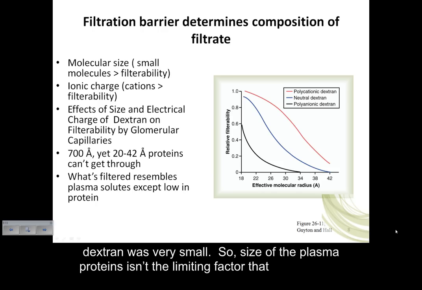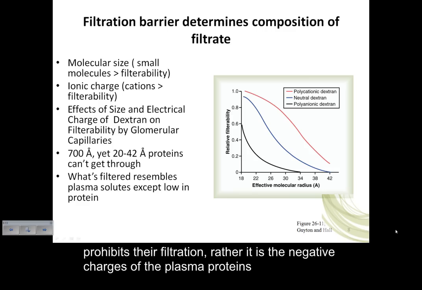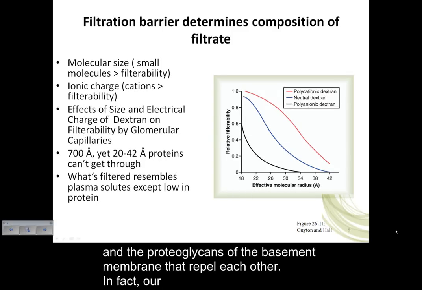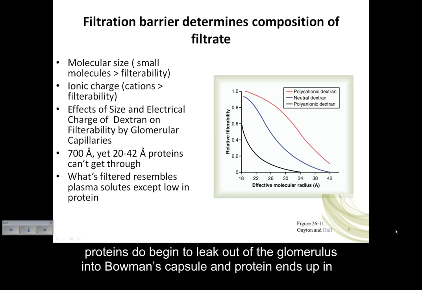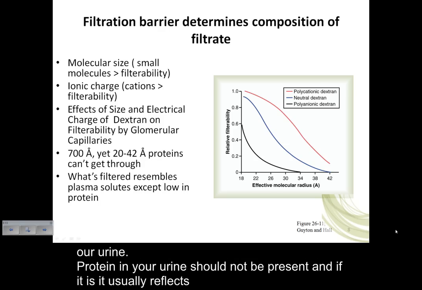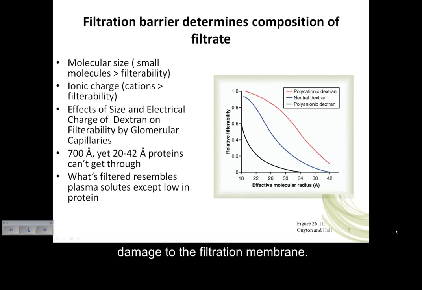So size of the plasma proteins isn't the limiting factor that prohibits their filtration. Rather, it is the negative charges of the plasma proteins and the proteoglycans of the basement membrane that repel each other. In fact, our filtration membrane loses some of its charged proteoglycans as we age. Thus, some plasma proteins do begin to leak out of the glomerulus into Bowman's capsule, and protein ends up in our urine. Protein in your urine should not be present, and if it is, it usually reflects damage to the filtration membrane.